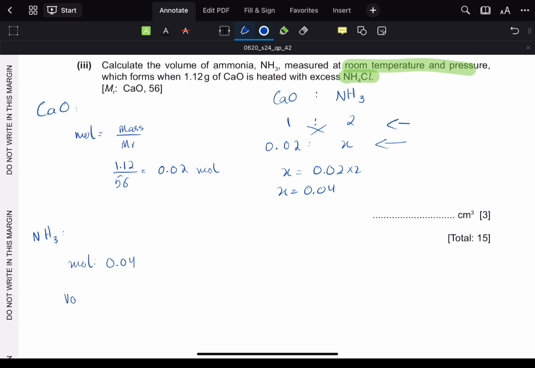We can calculate the volume by using the formula mole times molar volume, which is 24 decimeter cubed. The moles we have are 0.04 times 24, which gives us 0.96 decimeter cubed, because we had decimeter cubed here. But the question wants the answer in centimeter cubed, so we'll multiply this by 8,000 to convert it into centimeter cubed. And so our final answer turns out to be 960.